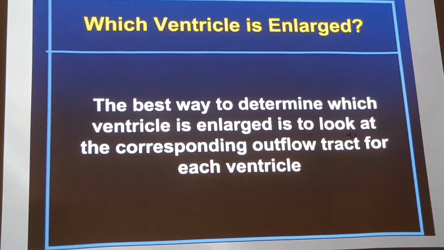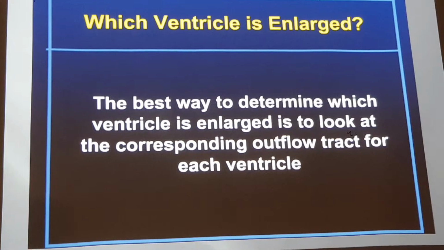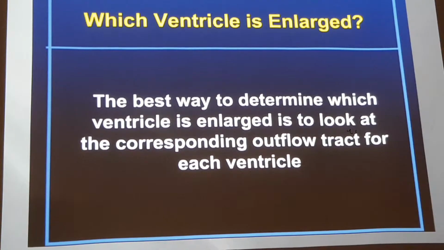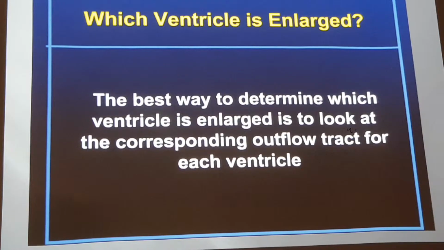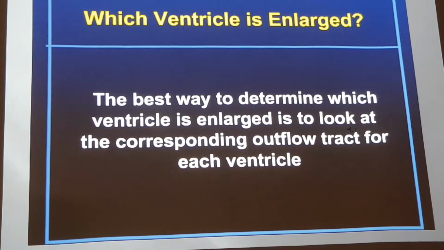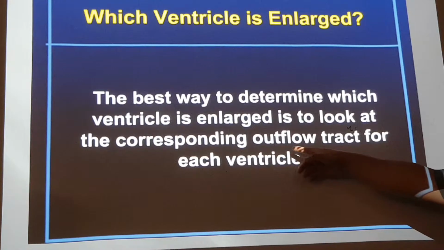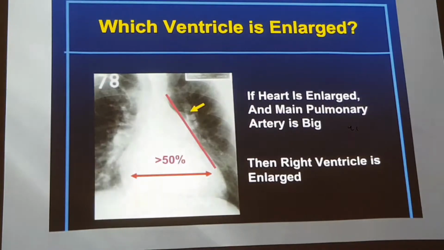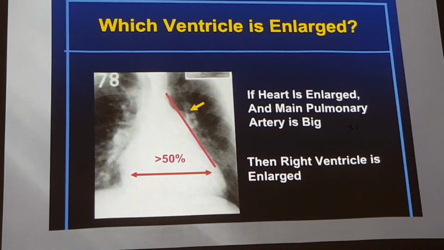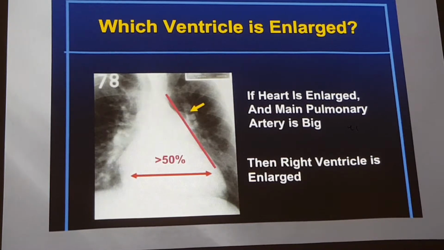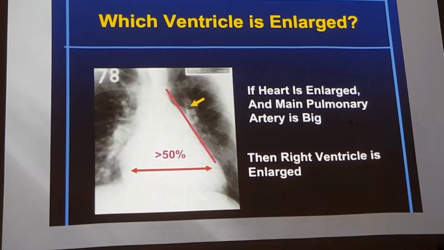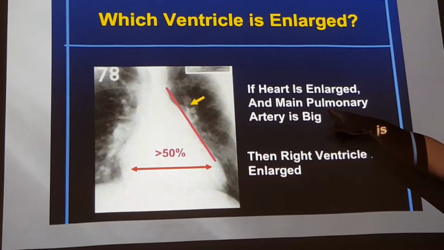So the next question is, which ventricle is enlarged? How do you determine what chamber is enlarged on the chest radiograph? The best way to determine which ventricle is enlarged is to look at the corresponding outflow tract for each ventricle. We discussed the outflow tracts earlier, the left ventricular outflow tract and the right ventricular outflow tract. So if you determine that the heart is enlarged, the cardiothoracic ratio is more than 50%, and the main pulmonary artery is big.